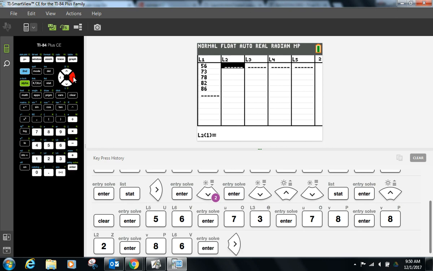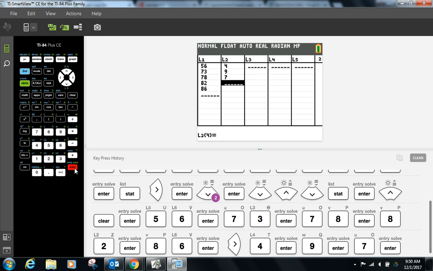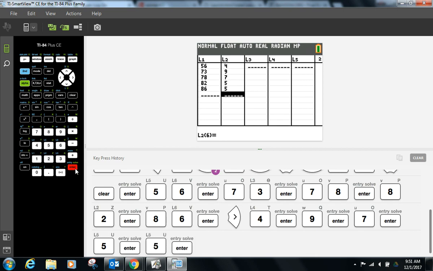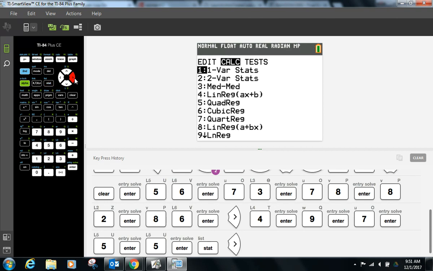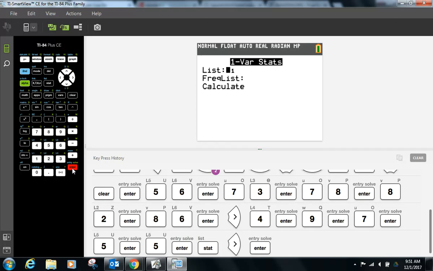Over in L2. So it matches exactly what I have on my paper. So 56 happened 4 times, 9 times, 7 times, 5. Everyone all good? Okay, go back to where we found the mean and median. Stat. Where'd we go? Calculate. One var stats. Now we're going to change this up now. All our data is in list one, but where's our frequency now? In list two. So most of you above your two button have an L2. So second, two.